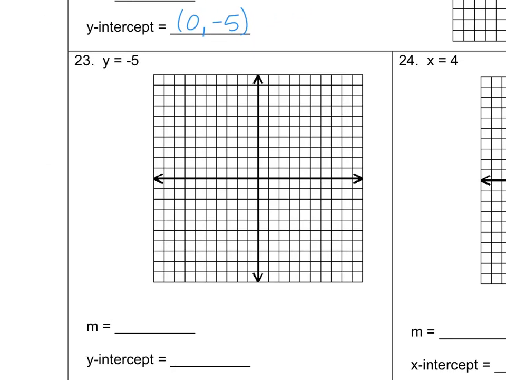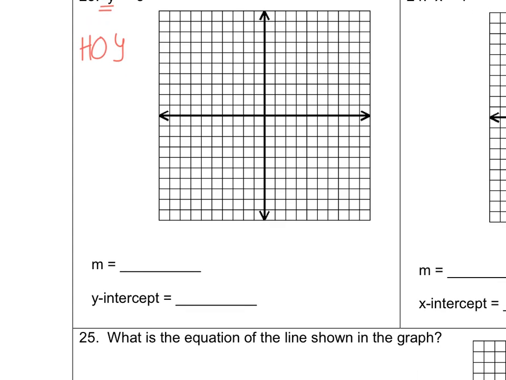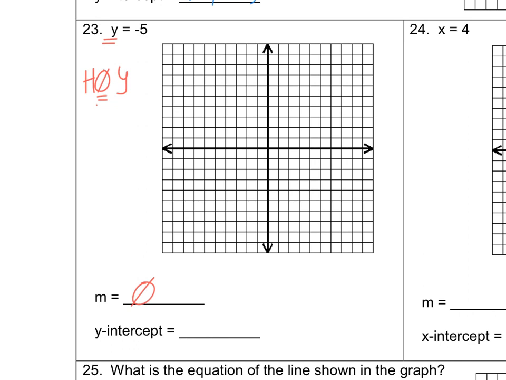Number 23. We've only got the y, so then I should have an alarm bell ringing in my head that says HOY. Reminder that HOY is a horizontal line with a 0 slope and a y equals equation where it crosses the y-axis, and I only have y numbers. So that means my slope, based on that 0 that's there, is 0. And then my y-intercept is the same as my y number.